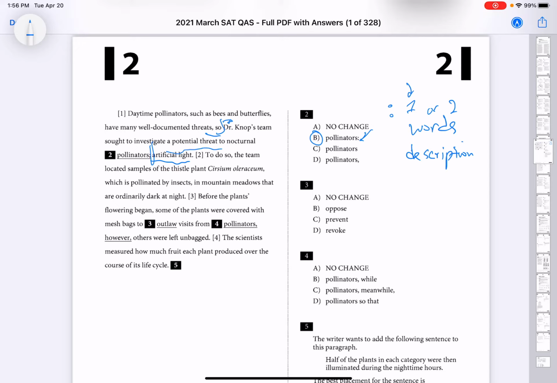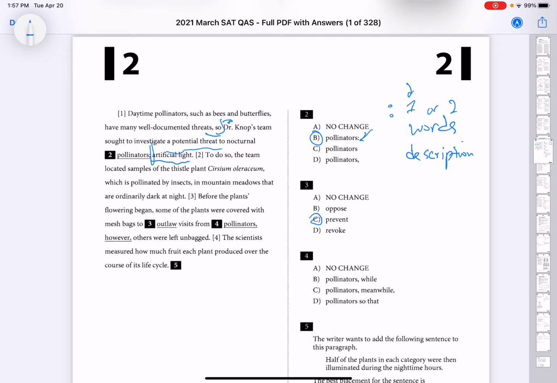All right, so let's look at number 3. To do so, the team located samples of the thistle plant Cirsium oleraceum, which is pollinated by insects, in mountain meadows that are ordinarily dark at night. Before the plant's flowering began, some of the plants were covered with mesh bags to... Okay, so they're covering them to prevent something from happening. So 3 should be C. To prevent visits from pollinators. However, others were left unbagged.